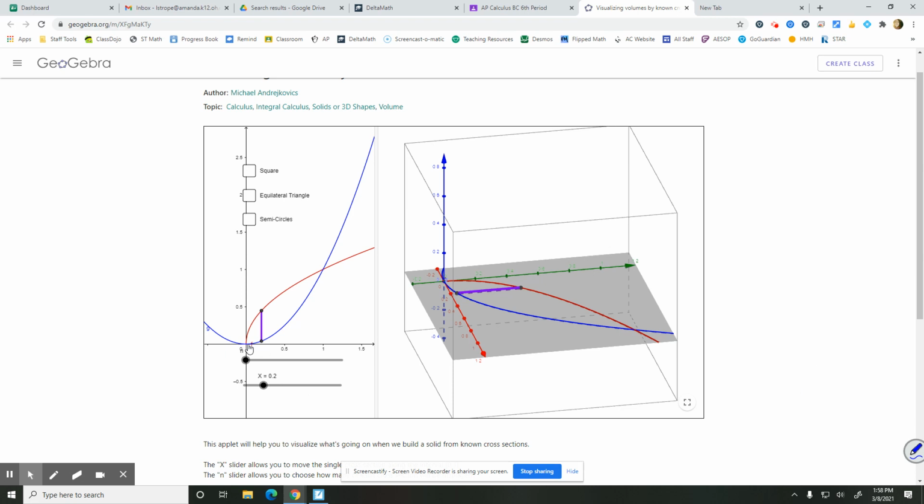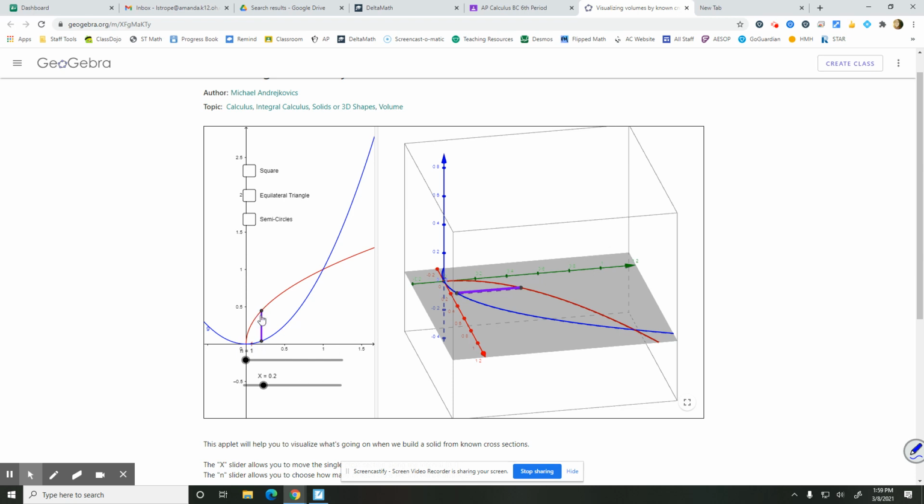So here you have an example where this blue parabola here is the parabola x squared. And then this red line is square root of x. Okay, this will not always be this shape. This is just to give you an example.